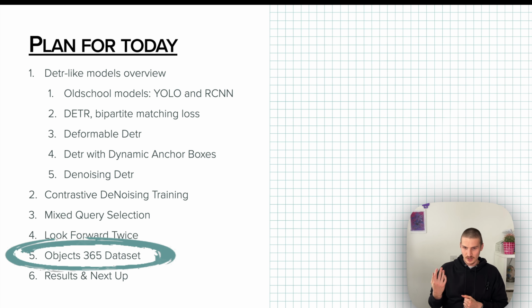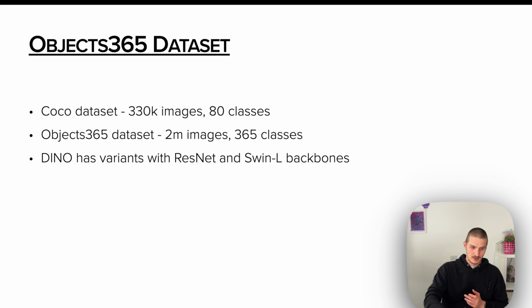Now, finally, let's take a quick look at the actual training. So normally when we've talked about DETR, Deformable DETR, and so on, all of them, apart from the backbone, which just usually counts as pretrained weights, are trained on the COCO dataset.